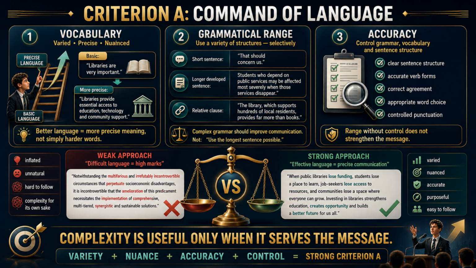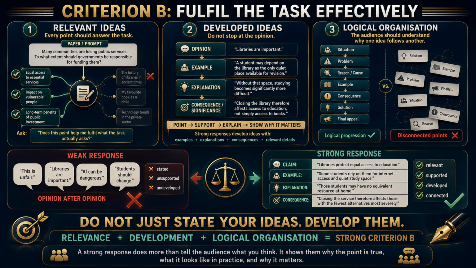Criterion A focuses on your command of language, vocabulary, grammatical range, and accuracy. At the highest level, the aim is not simply to use difficult language. Your vocabulary should be varied and nuanced, and more complex grammatical structures should be used selectively when they actually improve communication. So, complexity is useful only when it serves the message. Criterion B focuses on how effectively you fulfill the task. Your ideas need to be relevant, developed, and logically organized. Strong responses do not simply state opinions. They support them with examples, explanations, consequences, or other relevant details.